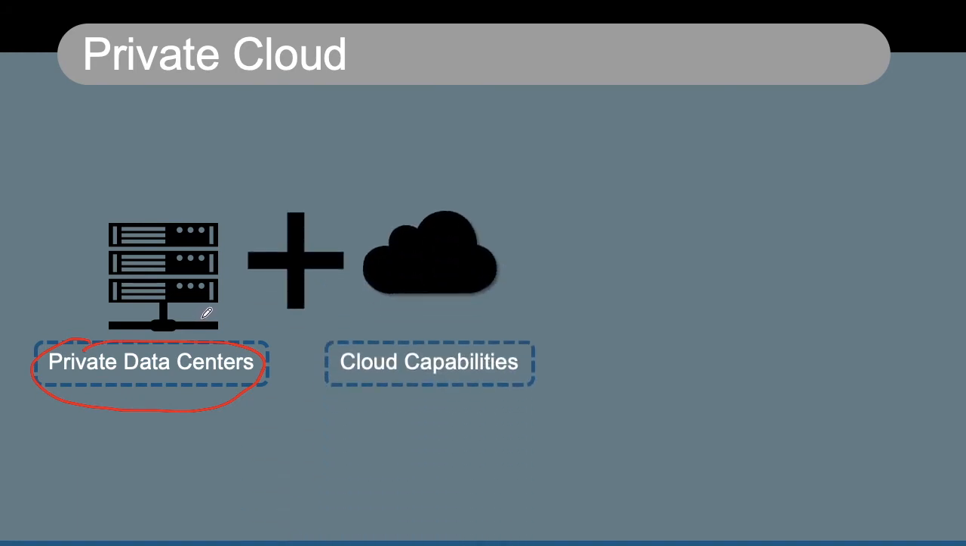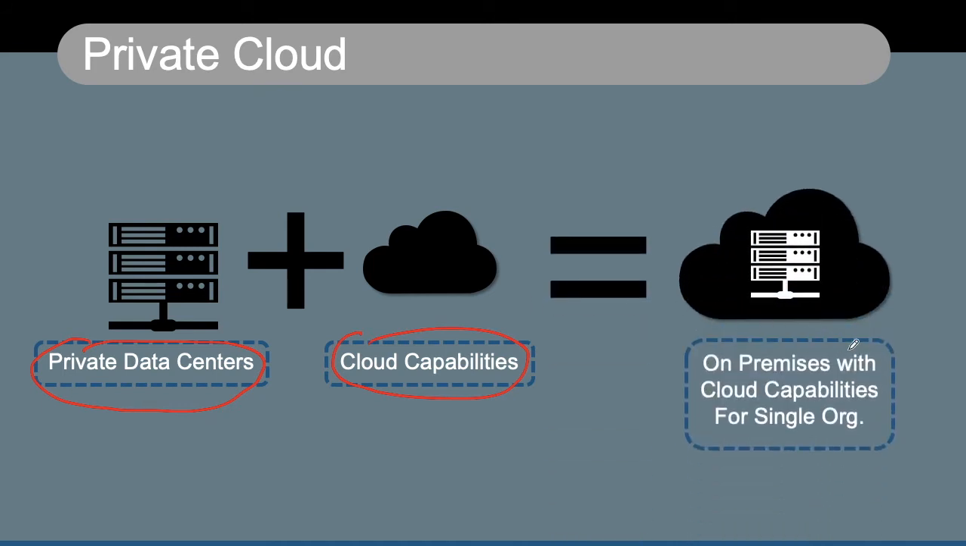In case of private cloud, you have your own private data center which is available on premises, but what you do is you use virtualization kind of technique and bring in the cloud capabilities, and finally what you will get is an on-premises data center with cloud capabilities available for only a single organization. So basically it is an on-prem data center with some cloud capabilities. This is something we call private cloud.